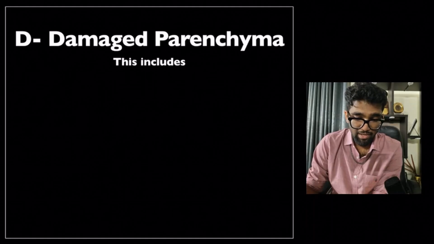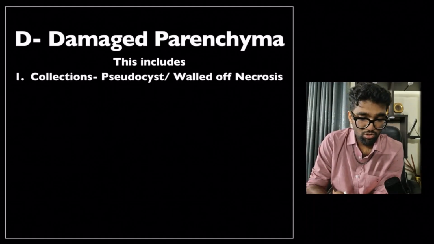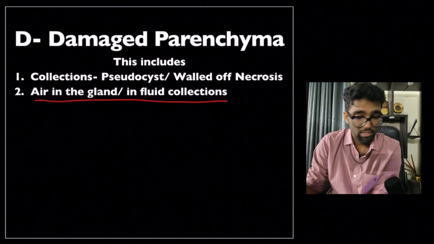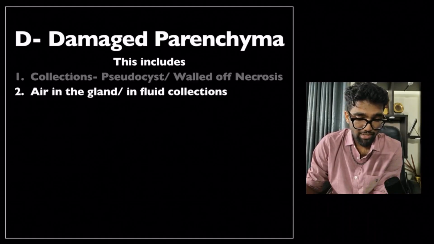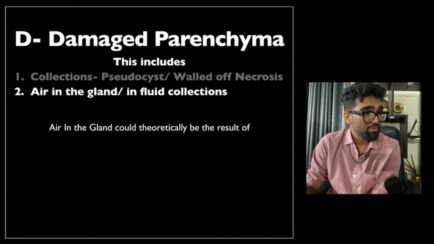Now, again, damaged parenchyma could also mean air within the gland or in fluid collections around the gland. So what does that include? Air in the gland could theoretically be the result of what all?